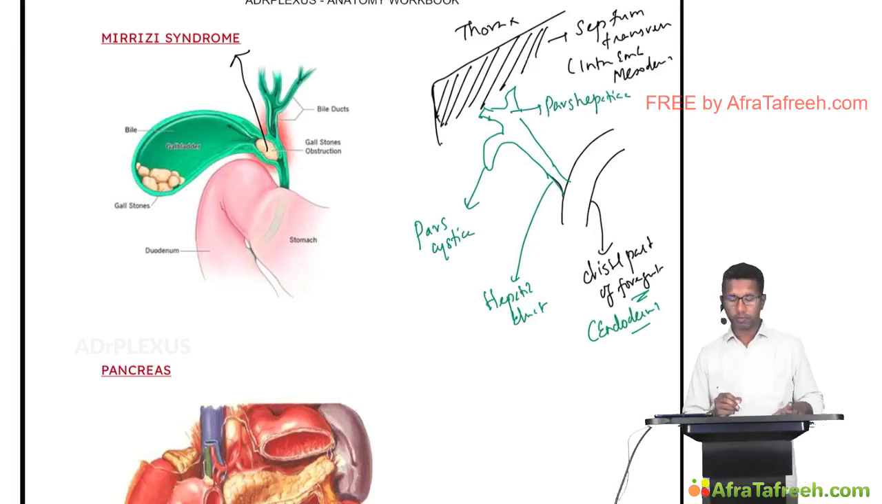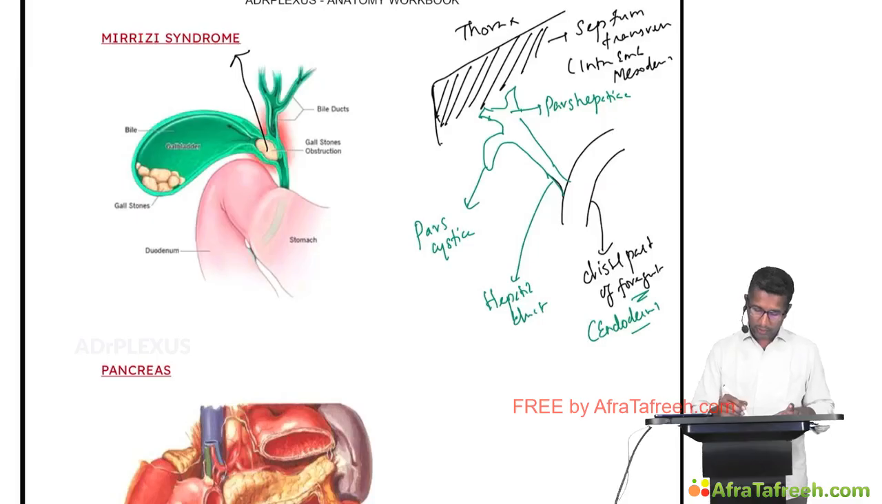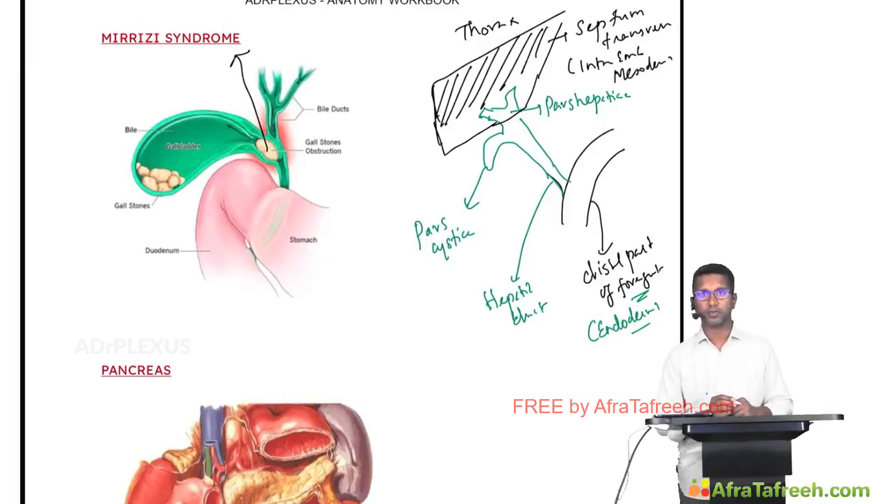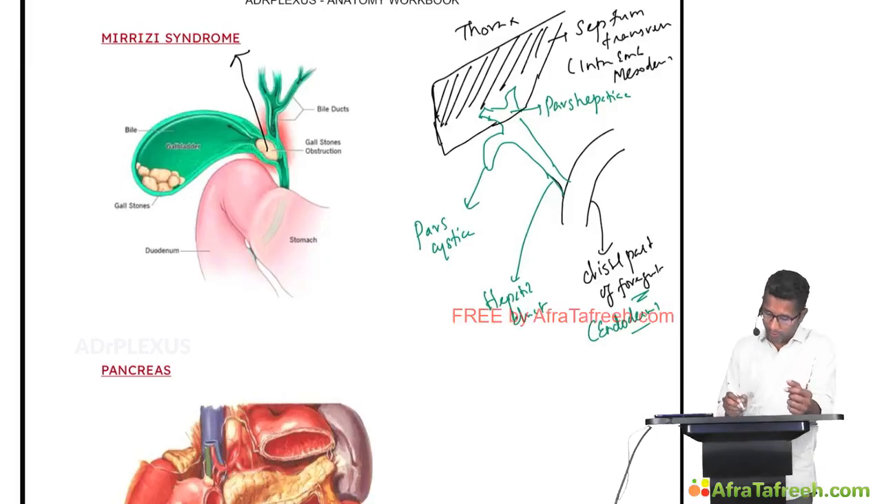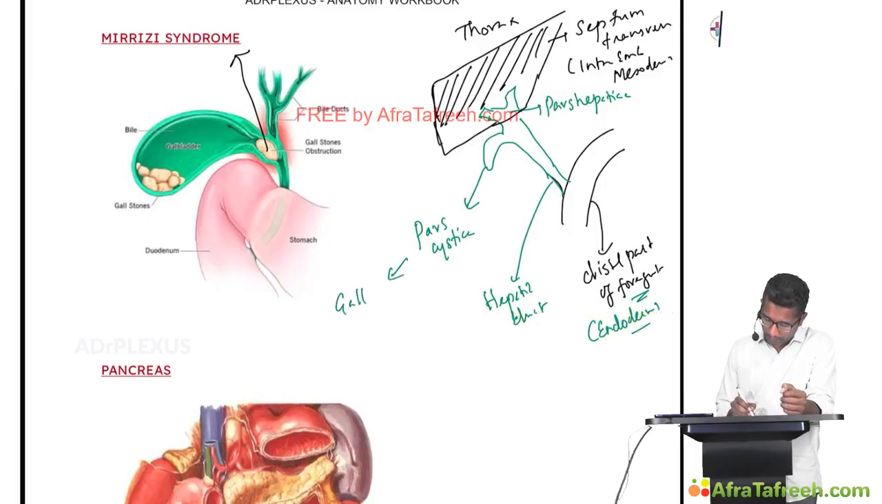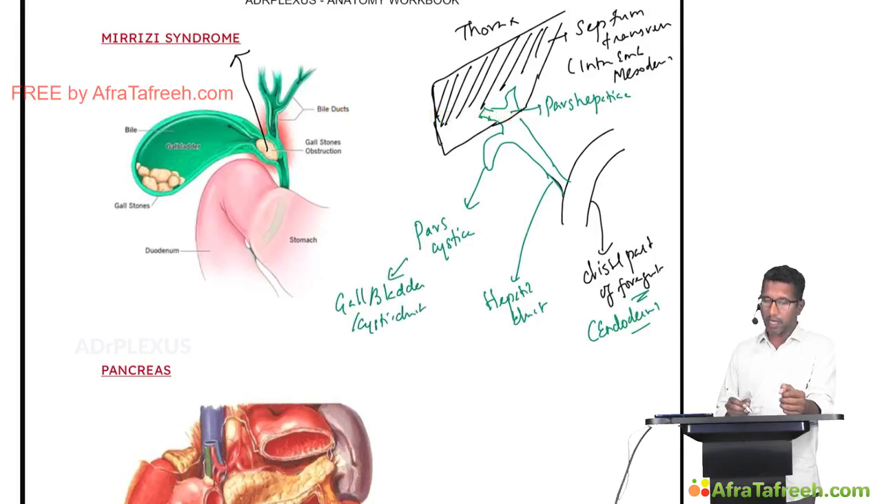The pars cystica enters into the septum transversum and ramifies within it, leading to the development of the liver and the gallbladder below. The pars cystica gives rise to the gallbladder and the cystic duct, and the pars hepatica gives rise to the parenchymal portion of the liver, or the secretory portion of the liver.